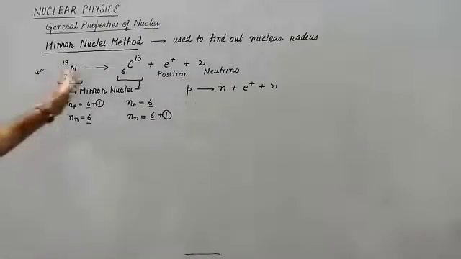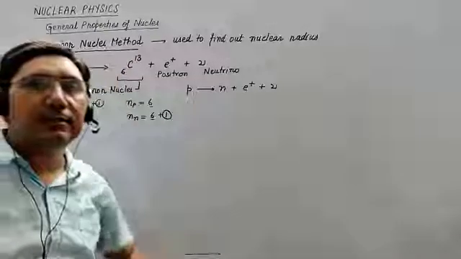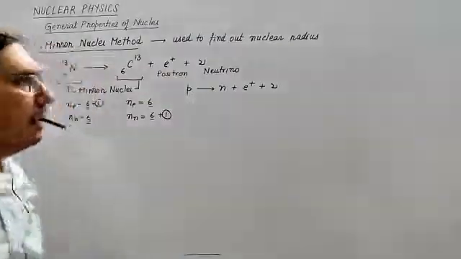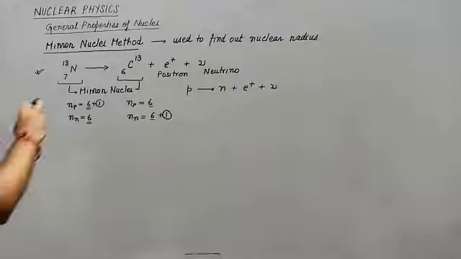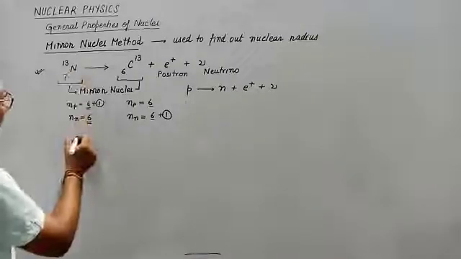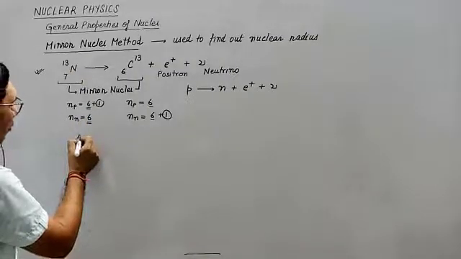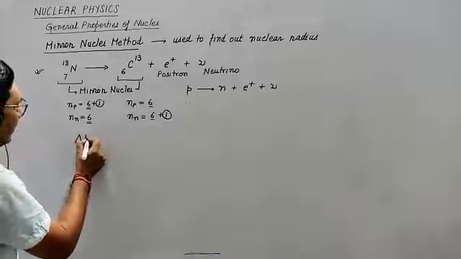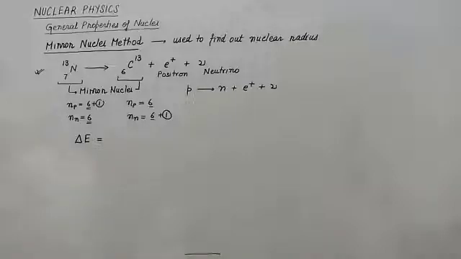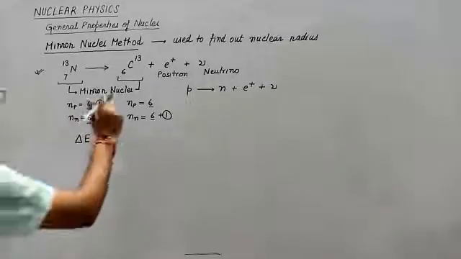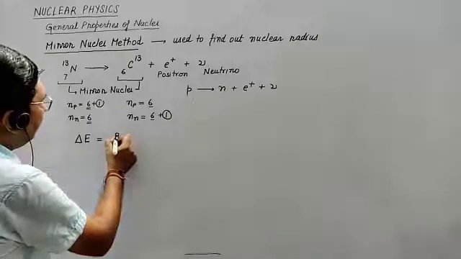In this reaction, how much energy will be released? The total energy released, delta E, will be equal to the change in binding energy. So how much energy will be released? This will be the change in binding energy.